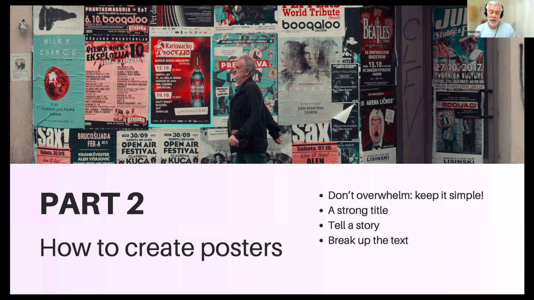So I think the things to say about creating a poster is, number one, don't overwhelm people. Keep it simple. There's a temptation to just chuck loads and loads of stuff onto your poster, but the more simple it is, the more likely you are to grab people's attention. It's important to have a strong title. If you can tell a story with your poster, that's also really helpful. And don't just have tons and tons of text. Academics love just throwing tons of text at people, but actually give them the bare minimum you need to grab their attention and tell them what they need to know to come and find out more. And then break up the text.